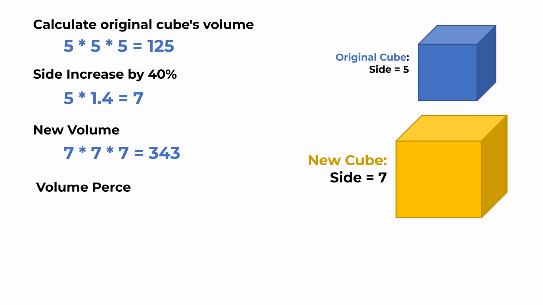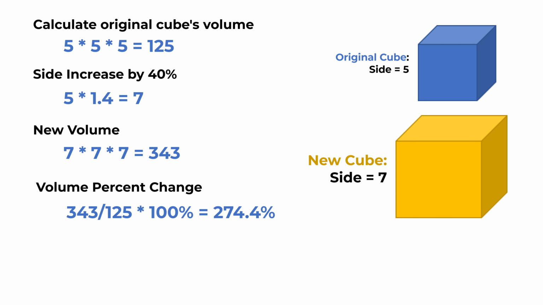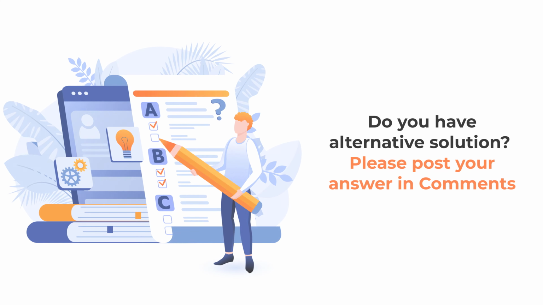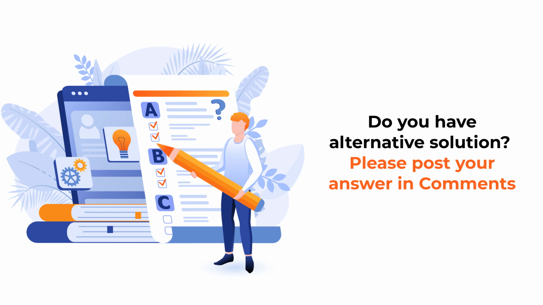percentages then can be calculated as new volume 343 divided by old volume 125 and multiplied by 100%. The end result of this calculation is 274.4%. So the correct choice here is choice A, 274%. Hopefully you've nailed this question and now know how to answer similar problems on the test.